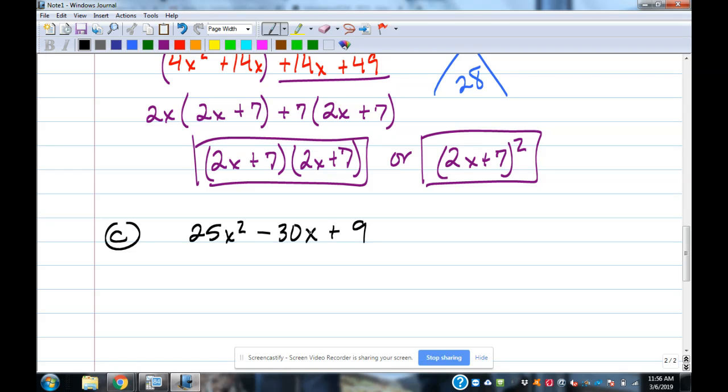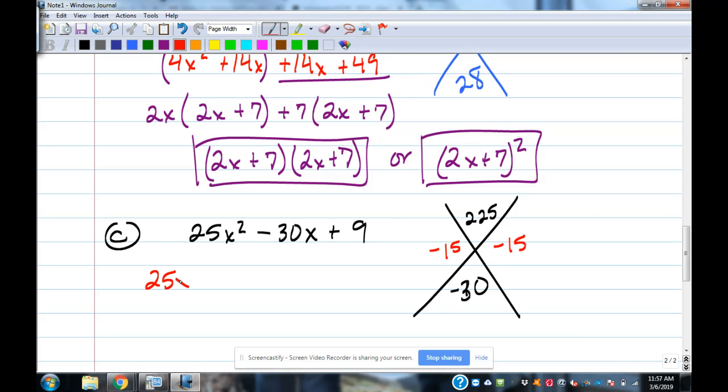25x squared minus 30x plus 9. Okay. When I set up my X for that one, what's 25 times 9? If I got 9 quarters, how much money do I have? $2.25. What do I know about 225 based on that chart we made over there? It's 15 times 15. Can I turn that into negative 30? How? Negative 15 and negative 15. And that allows me to then take the short, easy way of getting there.